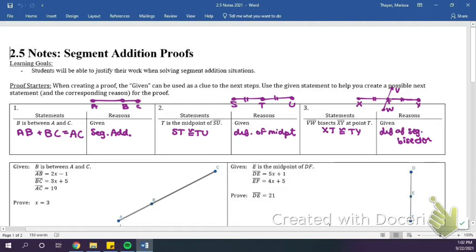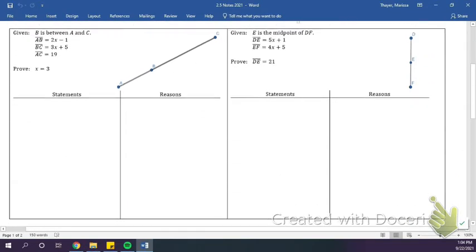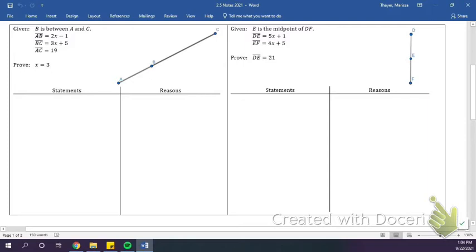Okay. In every proof, you need to start by writing the given. So we will do that here. AB, oops, there's something else first. It says B is between A and C. AB equals 2x minus 1. BC equals 3x plus 5. And AC equals 19. That's given.